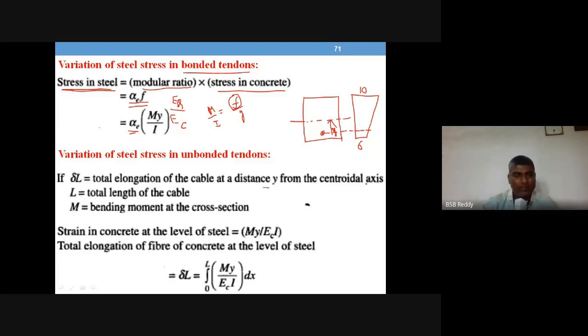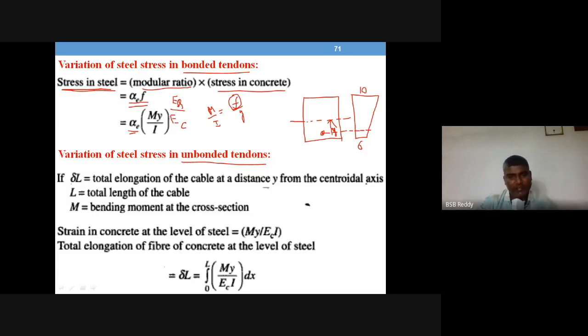Now, going on to how to deal with unbonded tendons, where there won't be any bond between steel and concrete. In a post-tensioned pre-stressed member, we leave a duct. We put a pipe-like thing, a duct, and in that duct we insert the tendon. So there is no bond between the steel and concrete. Steel can move freely, and there won't be any gripping action from the concrete.